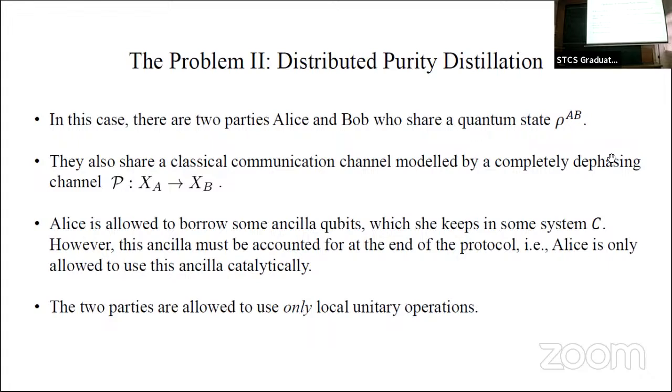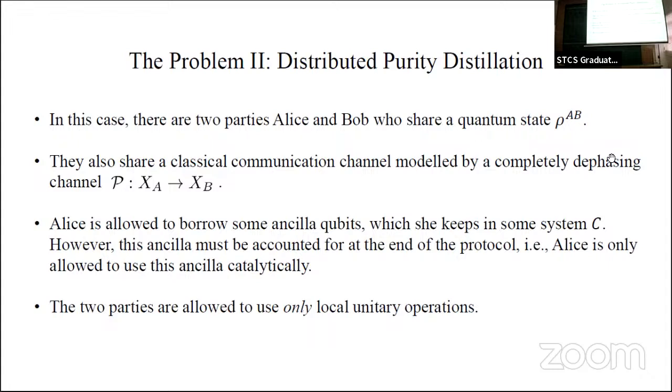You cannot have joint operations. That is, you cannot, let's say, for example, do a full unitary on AB. This sort of thing is not allowed. Okay. This is the usual distributed generalization. But is it interesting? Just don't look at the next ones. This is very interesting. So the trivial solution is the following.